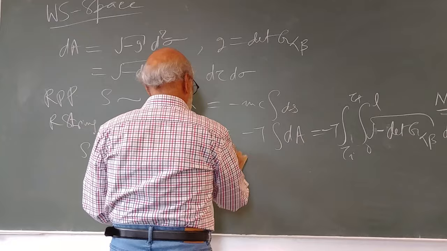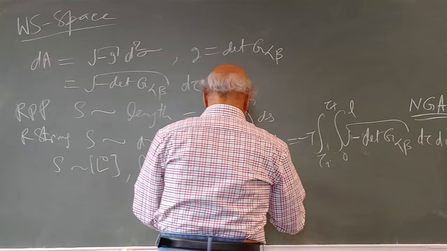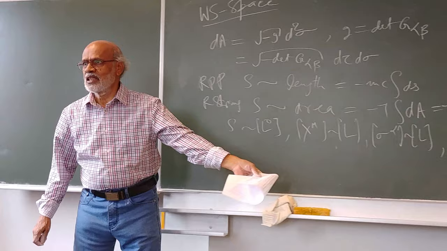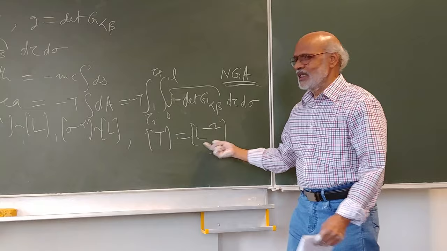dimensions length, sigma alpha has dimensions length, L to the 1. So t would have L to the power minus 2, in order that the action remain dimensionless. For the action to be dimensionless, t would have the dimensions of L to the power minus 2.